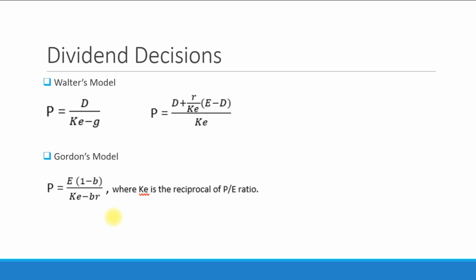So remember, Gordon's model reveals that the market price of a share shows an increasing trend when the dividend rates go up as per the dividend to price ratio. So this completes the theories on dividend decisions.